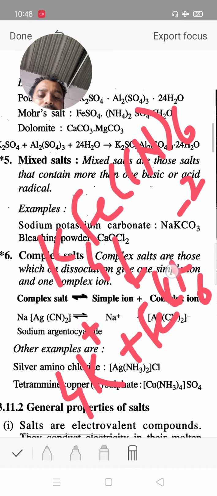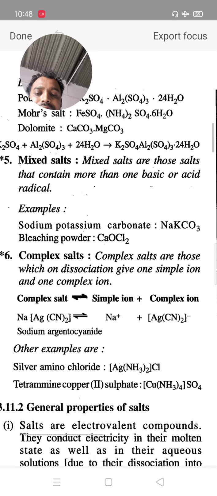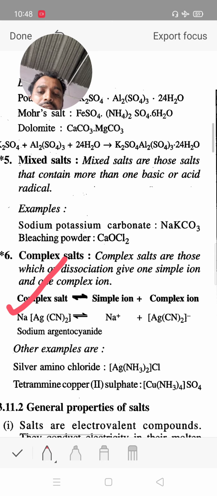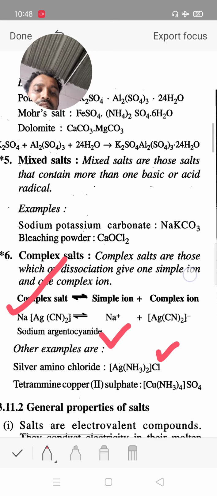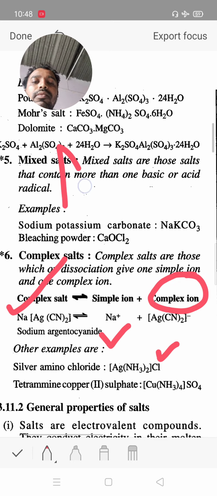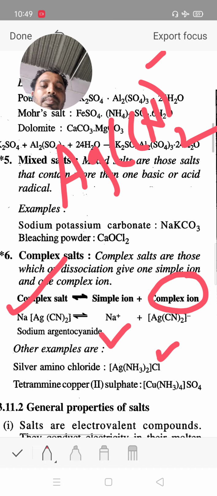Same kind of another example already discussed: sodium argentocyanide, Na[Ag(CN)2]. When it dissociates, it produces Na+ ion and the [Ag(CN)2]- ion. This is the formation of a complex ion, [Ag(CN)2]-, and the simple ion is Na+. This is an example of a complex salt.